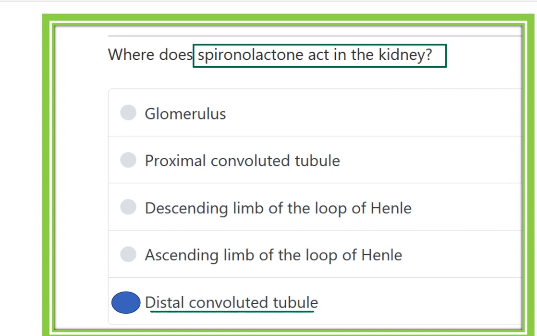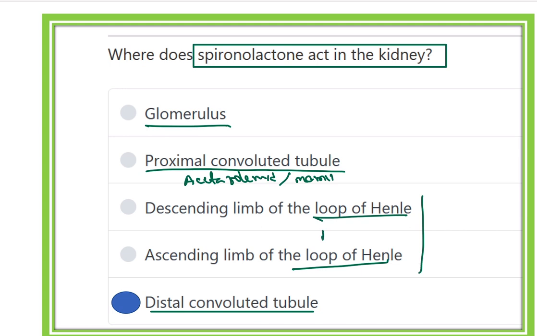In the glomerulus, there is no diuretic. In the proximal convoluted tubule, there are acetazolamide and mannitol. In the loop of Henle, furosemide acts. And in the distal convoluted tubule, spironolactone acts, amiloride acts, and all the rest of the diuretics act on this distal convoluted tubule.